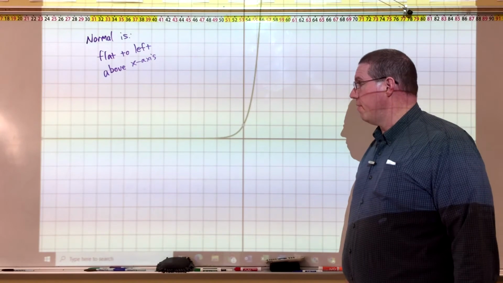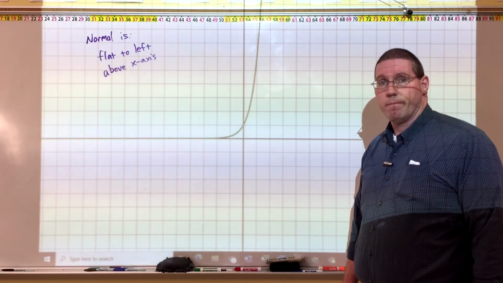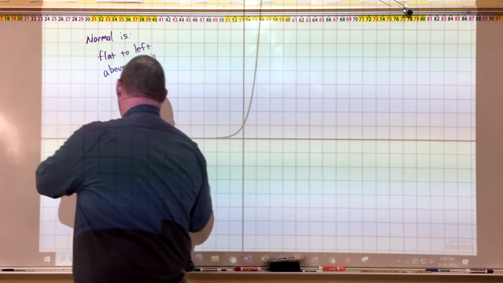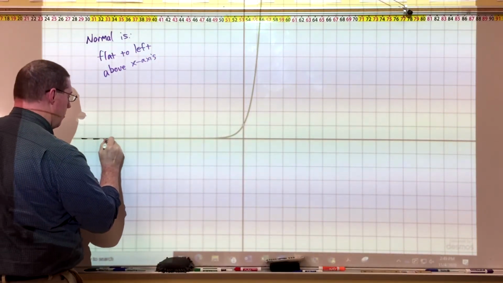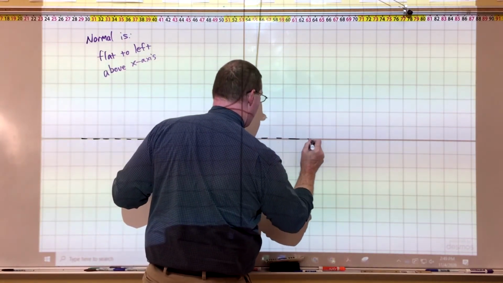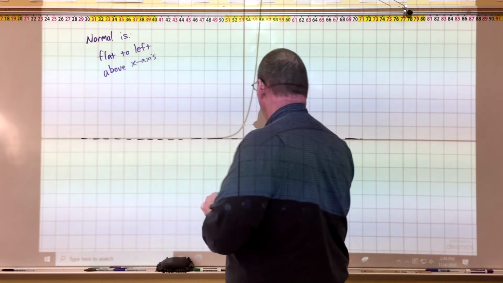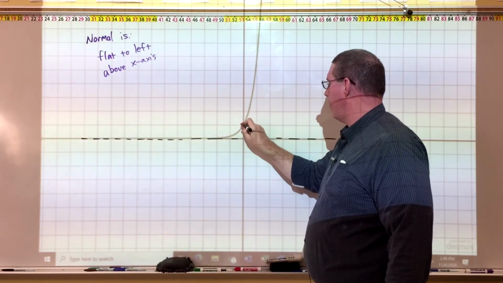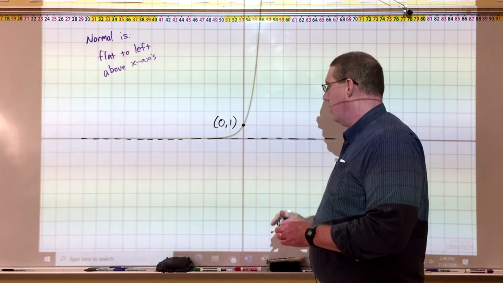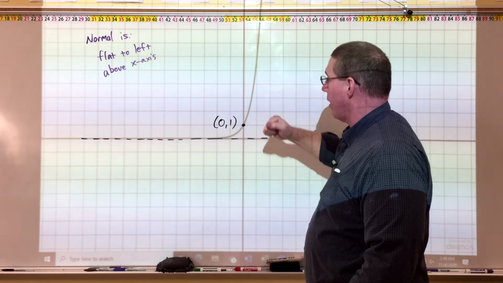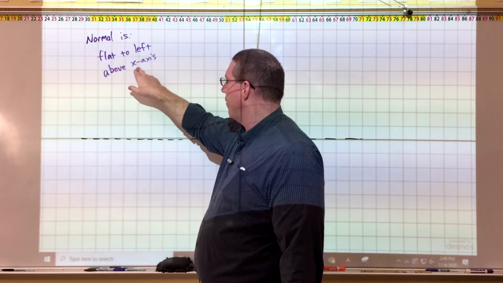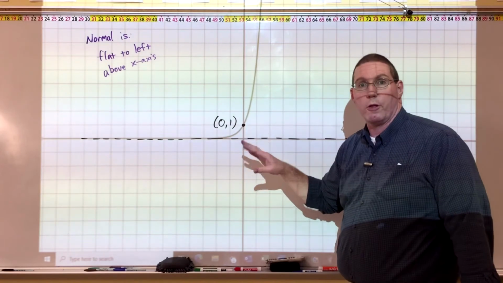Do you want to try and pause it and figure it out for yourself? All right, now I'll figure it out. I'm going to draw in the asymptote first. I can see it's flat to the left here. So there's my asymptote right there. Draw on the asymptote. Okay. I can see that the graph is passing through the point 0, 1. Okay. So it's obviously above the x-axis. Also, it's going flat to the left. So flat to the left above the x-axis. This one is normal. It's the normal shape.